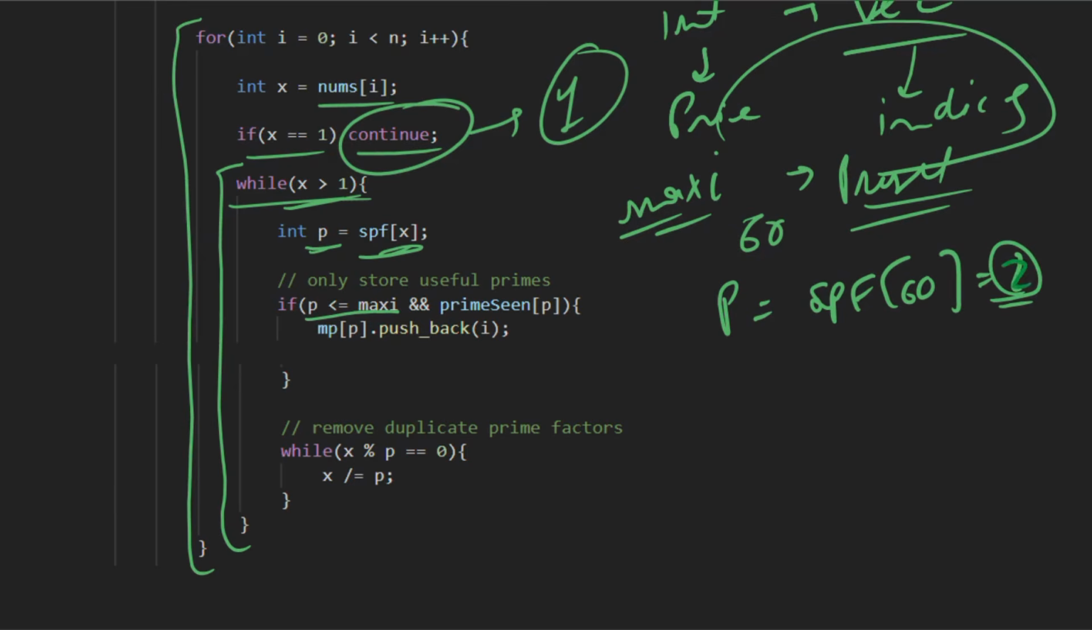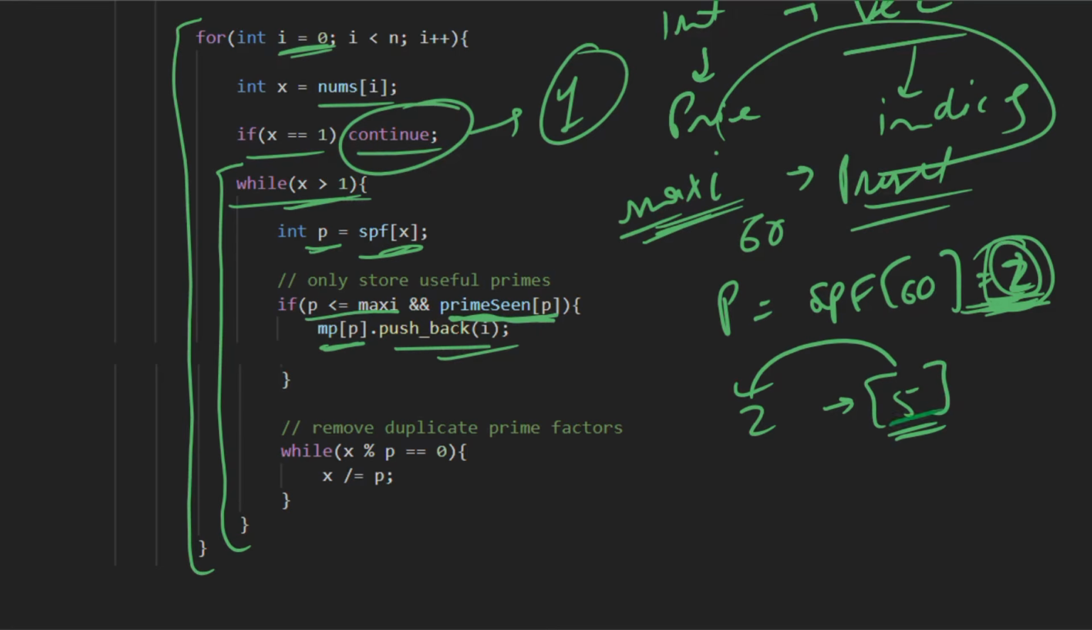So if 2 is a prime, we check whether it is smaller than that, and whether it is present in the array or not, prime seen of p, whether 2 is present in the array. So if 2 is present in the array, then we push mp of 2 dot push_back i, means we push the current index for this prime number, right? Let's say the current index is 5th, so we push index number 5 for this prime number. That means the element present at this index is divisible by this prime number, right?